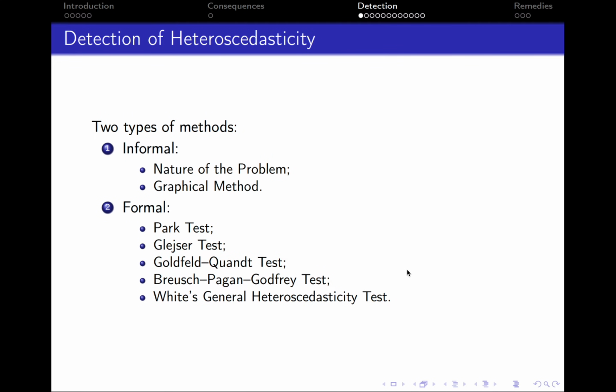From the previous video, you probably got the idea that heteroscedasticity is quite dangerous and we need to deal with this. And you're right. And now I will tell you how to detect heteroscedasticity. There are two types of methods, informal and formal. Informal methods include understanding, exploring the nature of the problem, and graphical method. And the formal methods include a number of tests that I will discuss in a second. But let's start with informal methods.